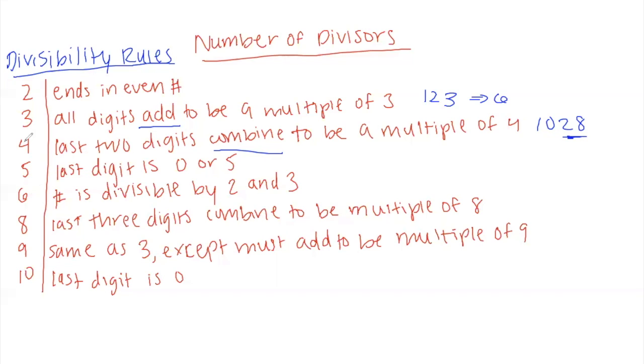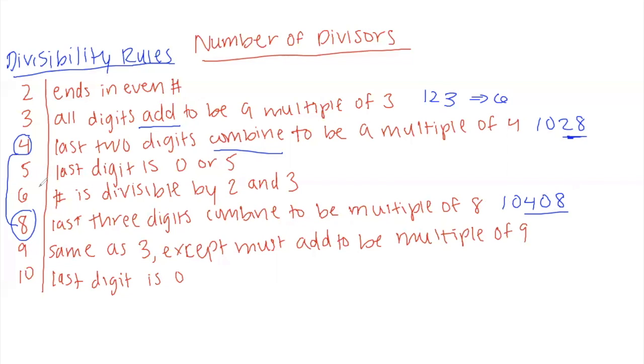So notice that 4 and 8 are very similar in that they both require the last so many digits to be a multiple of the number. So in this case, we would have something like maybe 10408, and that is the 408 is going to be divisible by 8. Now, you'll notice that even so, 408, you still have to kind of divide to figure out whether or not it's divisible by 8, but it's a lot easier to divide 3 digits instead of 5 digits or 7 digits or however many digits they want to give you.